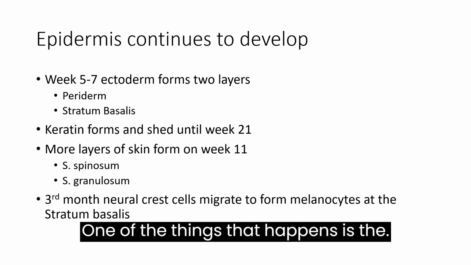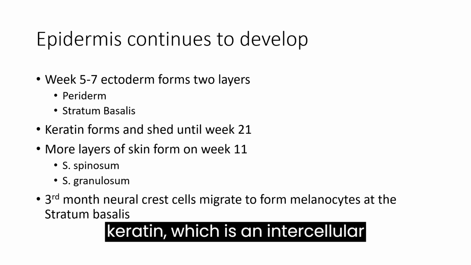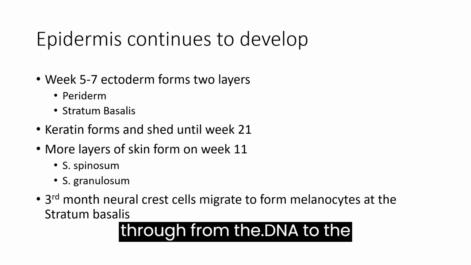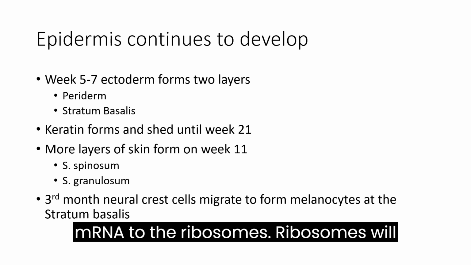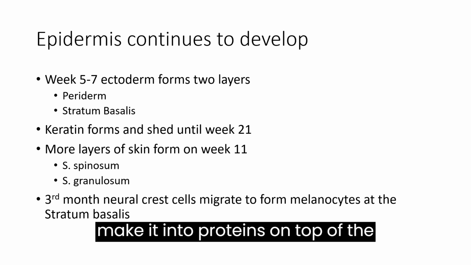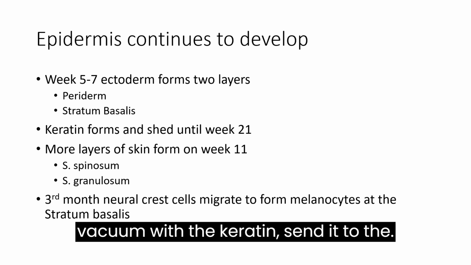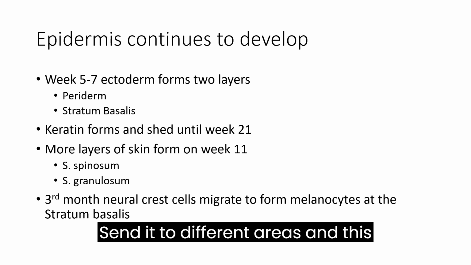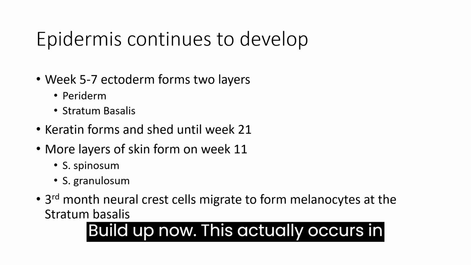One of the things that happens is the periderm actually starts forming keratin, which is an intracellular protein which is excreted. So it goes from the DNA to the mRNA to the ribosomes. Ribosomes will make it into proteins on top of the rough endoplasmic reticulum. Rough endoplasmic reticulum will take the vacuole with the keratin and send it to different areas, and this layer will progressively build up.